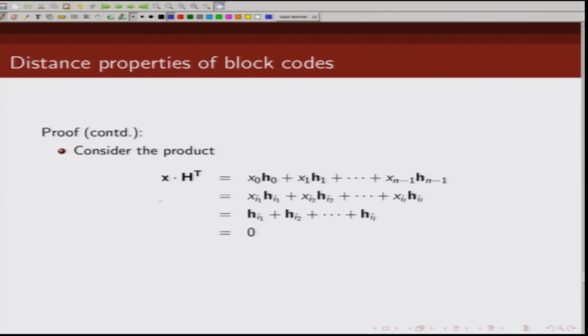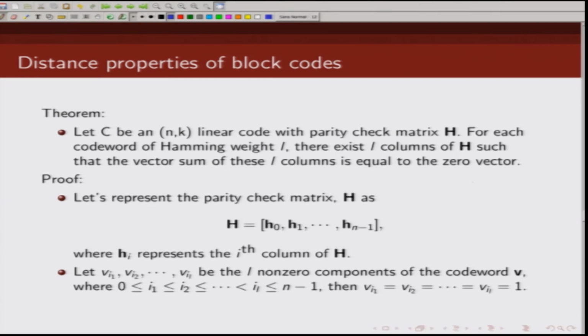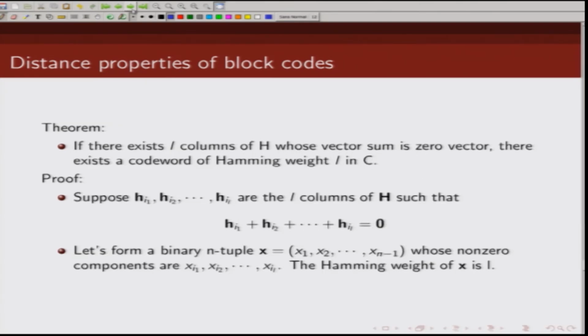Now, if x H transpose is 0, then x has to be a valid code word. So, we have shown that if the vector sum of L columns of parity check matrix H sums up to 0, then there exists a code word of Hamming weight L. Now, using these two theorems, we can make the following observations.